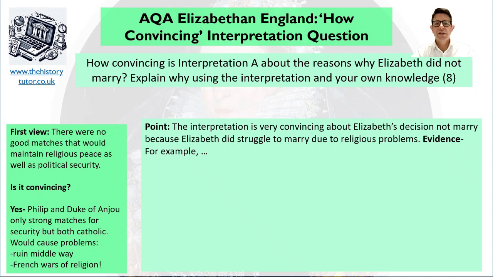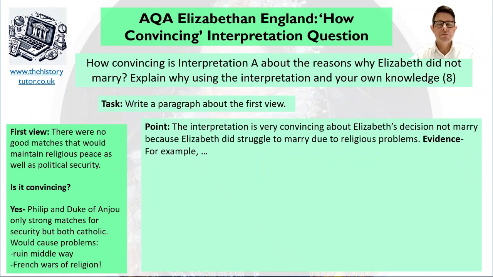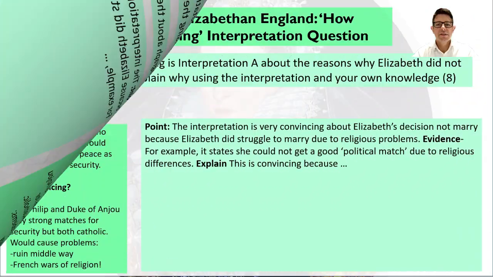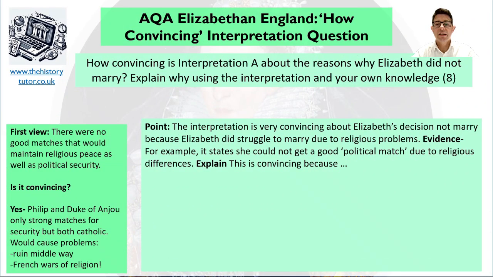Okay, so I've said the interpretation is very convincing about Elizabeth's decision not to marry because Elizabeth did struggle to marry due to religious problems. Okay, so now we need some evidence. So pick out some evidence from the extract, maybe a simple little quote or short sentence, or summarize what it says in your own words. So, for example, it states, give your idea. Okay, so I've said, for example, it states she could not get a good political match due to religious differences.